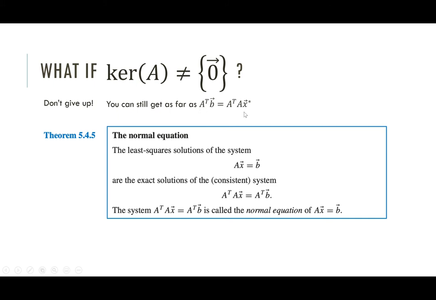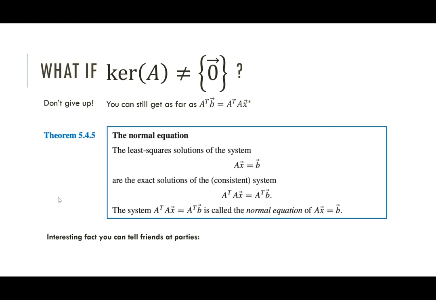And this is called the normal equation. And I don't really know why it's called normal. But we have this theorem: the least squares solutions of this possibly inconsistent system AX equals B are the exact solutions of the consistent system A transpose AX equals A transpose B. This system is called the normal equation for AX equals B. And again, I don't know why it's called the normal equation. It just is.